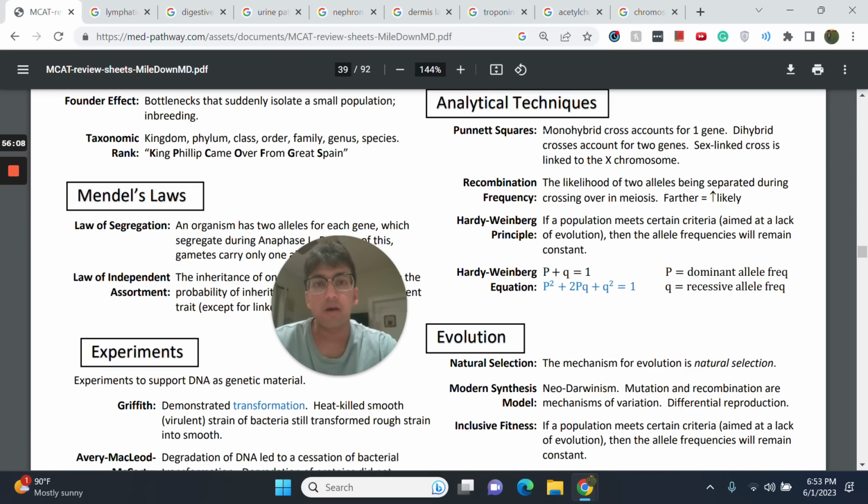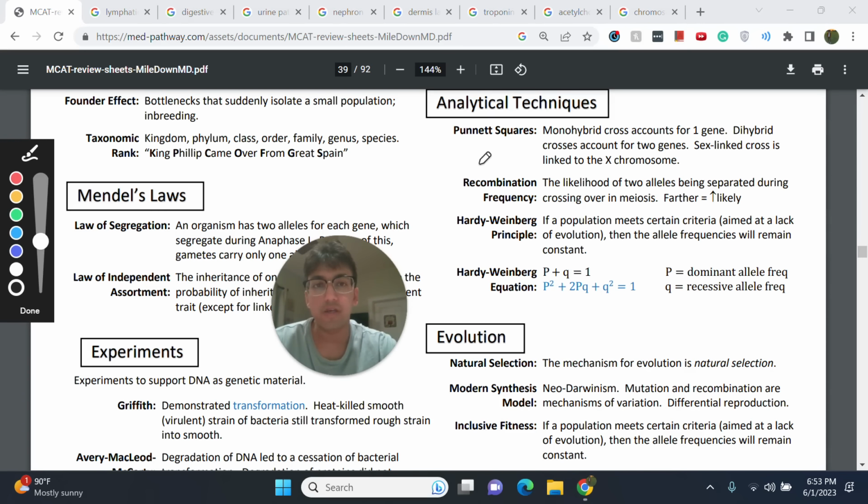Okay. Recombination frequency is also an important concept, and recombination is the likelihood that 2 alleles are being separated during crossing over in meiosis. I never really understood this concept until I started med school. Basically, what's going on in recombination frequency is when you have a single chromosome, you might have multiple genes on it.